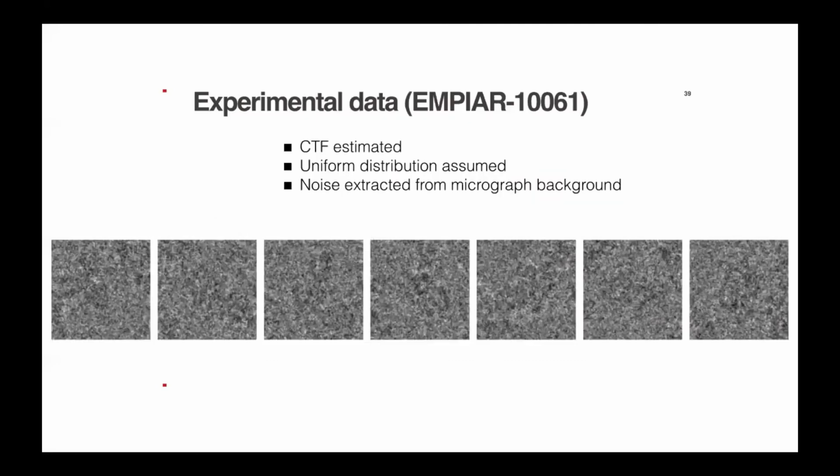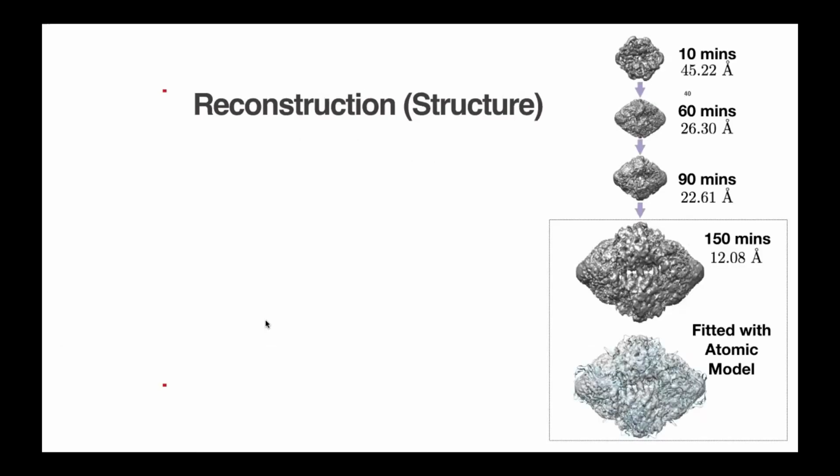Then we run the method on experimental data for the same protein, for similar conditions from EMPIAR. We estimate the CTF for this data, and we assume a uniform distribution in the generator or sampler, and the noise that we added to our simulator was picked from the micrograph background. What we see in 150 minutes is something like 12 angstrom, an ab initio kind of reconstruction. And you can see it fills in higher frequency information with time.